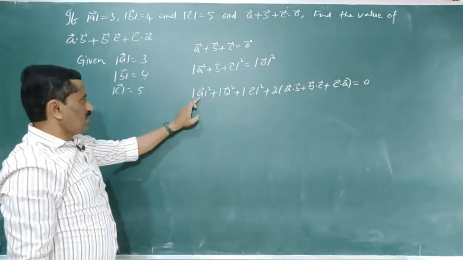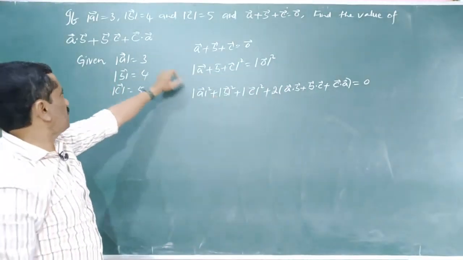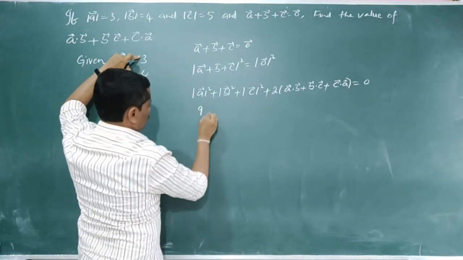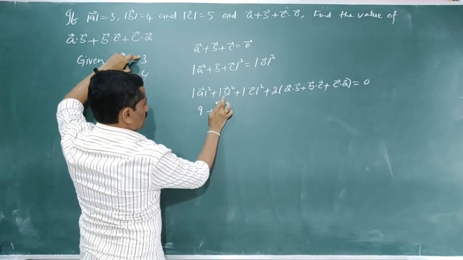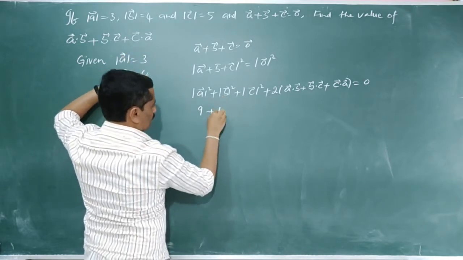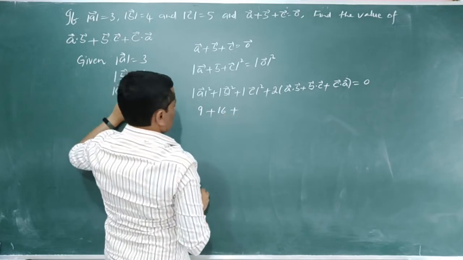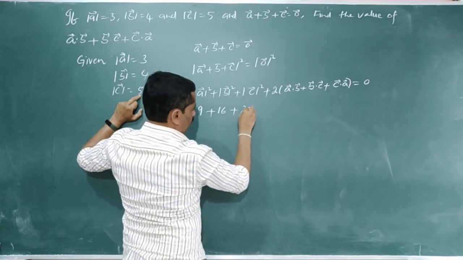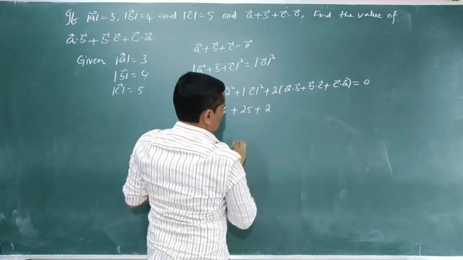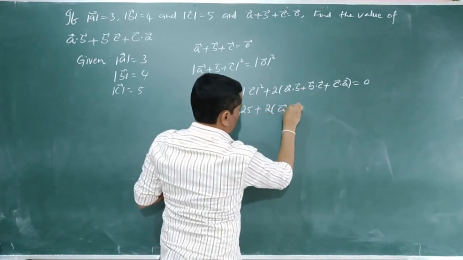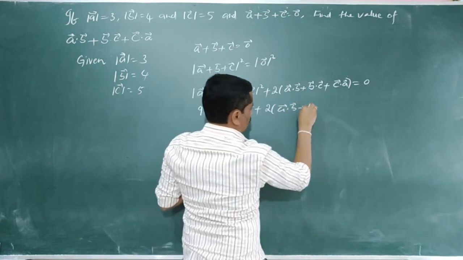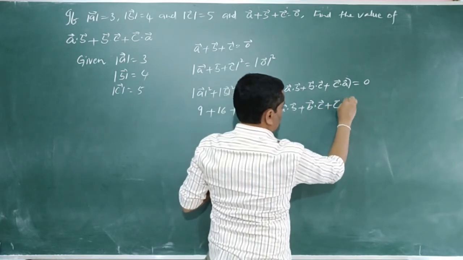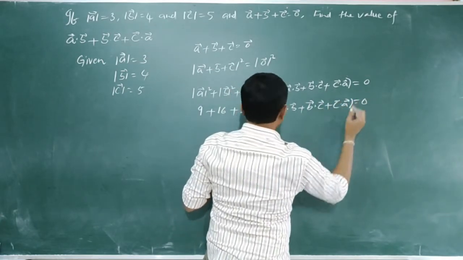Substituting the values of magnitude of a bar, magnitude of b bar and magnitude of c bar, we have 3 whole square, that is 9, plus magnitude of b bar, 4 square, that is 16, plus magnitude of c bar, 5 whole square, that is 25, plus 2 of a bar dot b bar plus b bar dot c bar plus c bar dot a bar, that is equal to 0.